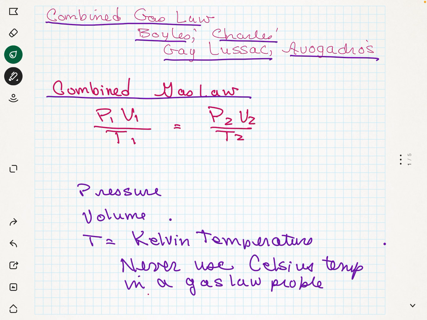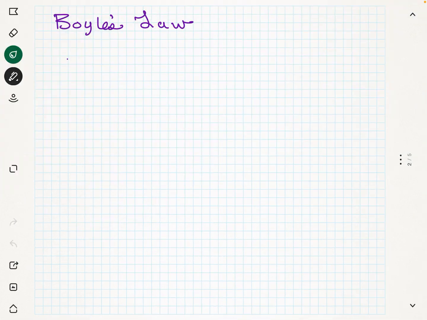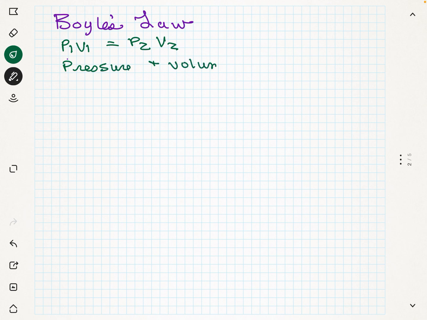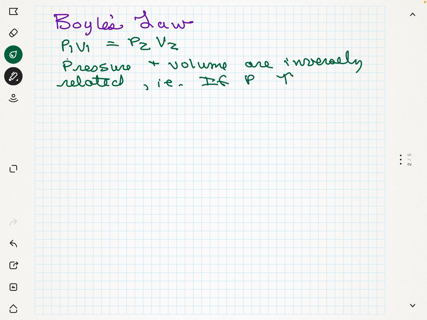And we'll talk about Boyle's law. Boyle's law is P1V1 equals P2V2. In this problem, we can say that pressure and volume are inversely related. In other words, if P increases, V will decrease. That's what an inverse relationship is.